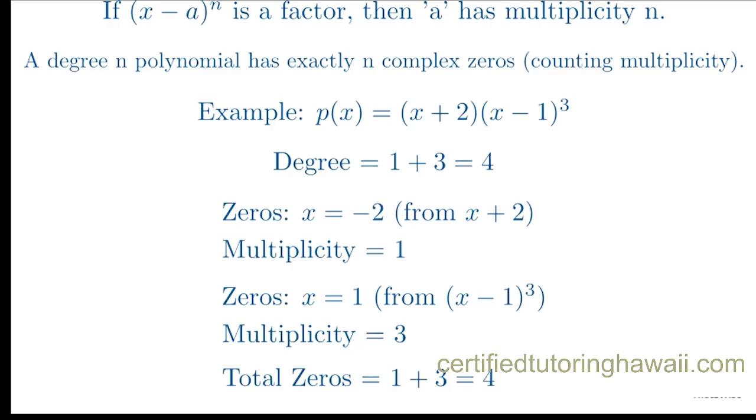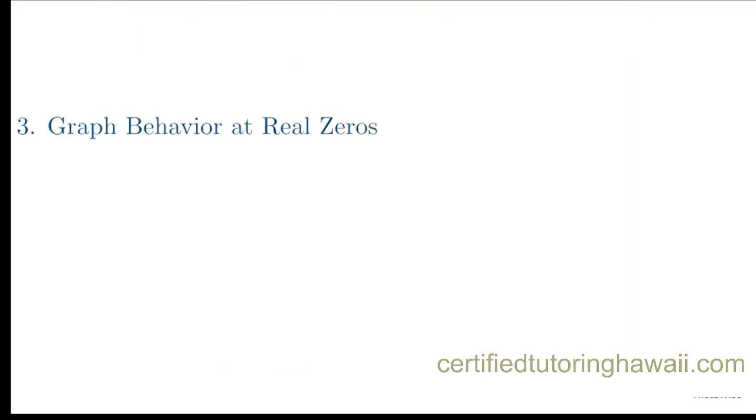That's our next topic. We've established that real zeros are x-intercepts. Now let's see how the multiplicity of those zeros affects the graph's behavior at those intercepts. The rule is quite simple and provides a powerful visual cue. If a real zero has an even multiplicity, the graph will touch the x-axis at that point and turn around. It behaves much like the vertex of a parabola.